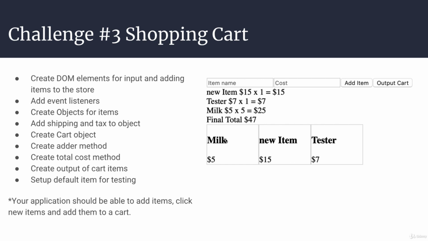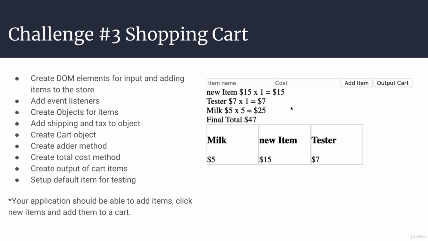So adding in the same event listeners as we did in the earlier project, creating objects for the items. So each one of these items, as we add them in, they're going to be brand new items that are going to be objects. So we're going to use our constructor in order to create these. Adding in shipping and tax. So we saw how subtotal works. We're also going to add in shipping, tax, whatever we want within the item, and we can make it really flexible.